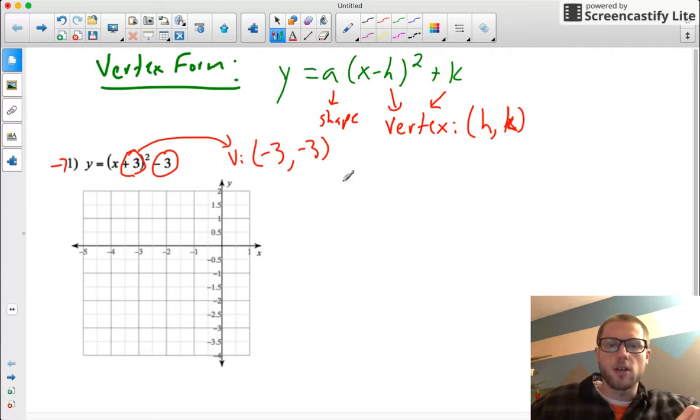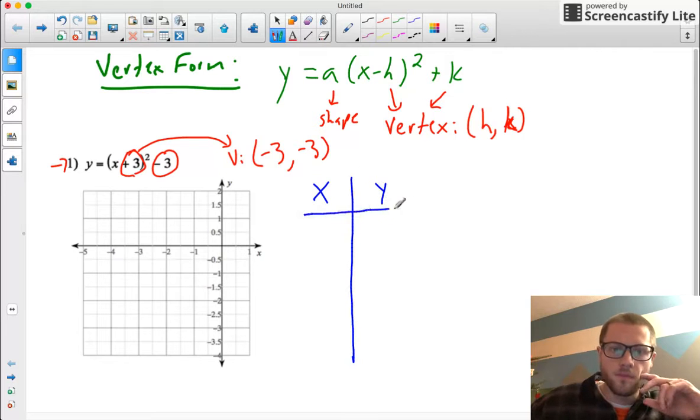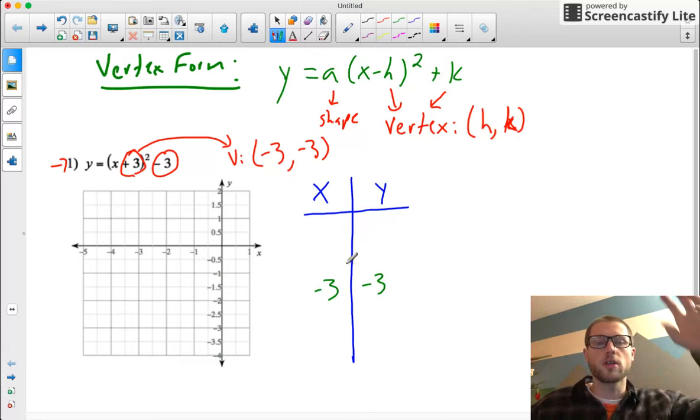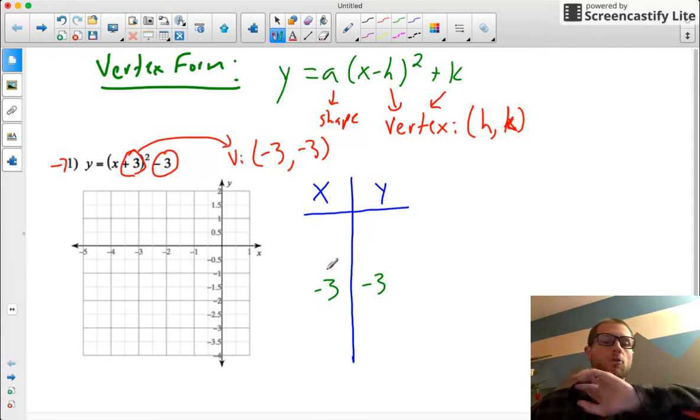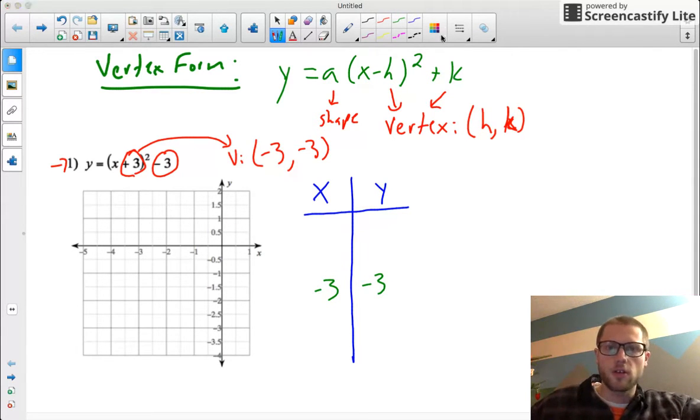Once I have my vertex, it's time to start a table. So let's make a table here. X, Y values. And all I'm going to do here is I'm going to put in the middle of my table my vertex. And it's important to put the vertex in the middle because we want to get a good picture of a few points to the left of my vertex and a few points to the right of my vertex. And I'm going to put my vertex on the graph right now while I'm at it here.